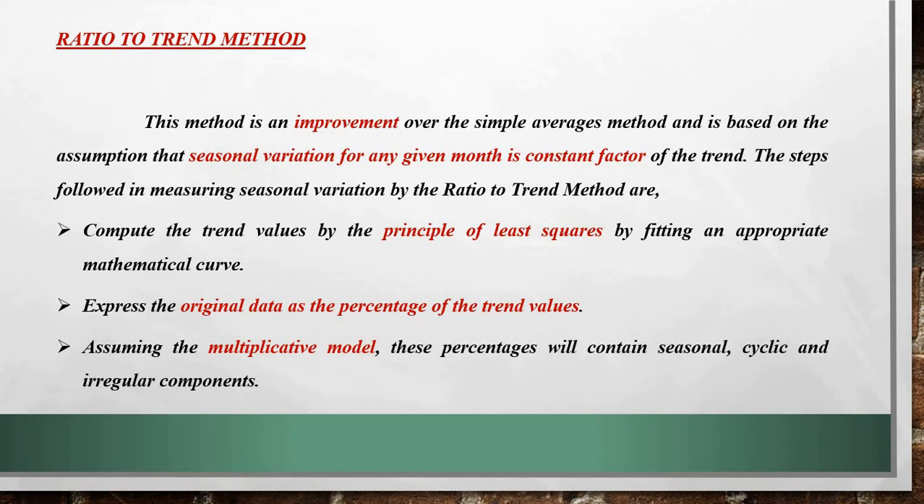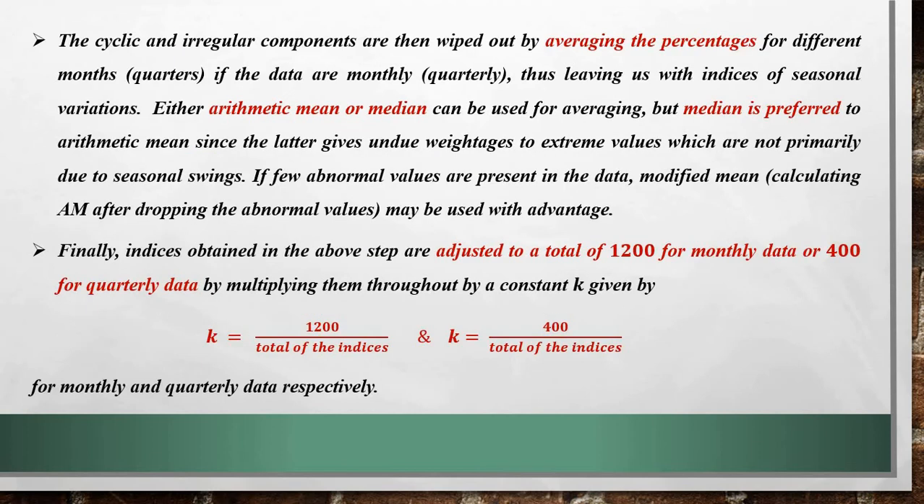Then express the original data as the percentage of the trend values. Then assuming the multiplicative model, these percentages will contain seasonal, cyclical, and irregular components. The cyclic and irregular components are then wiped out by averaging the percentages for different months, if the data are monthly, and for different quarters, if the data are given on quarterly basis, thus leaving us with indices of seasonal variation.